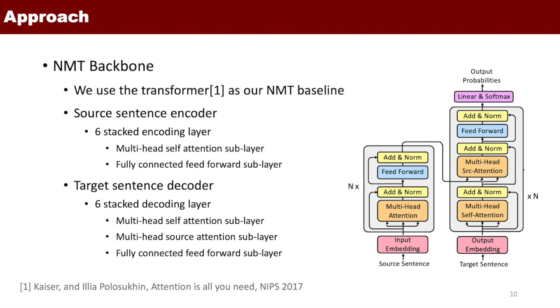We use a transformer as our VMT baseline. It consists of a source sentence encoder and a target sentence decoder. Both the encoder and decoder contain 6 stacked layers. Each layer contains a multi-head attention sublayer and a fully connected feed-forward sublayer. A residual connection with layer normalization follows each sublayer.